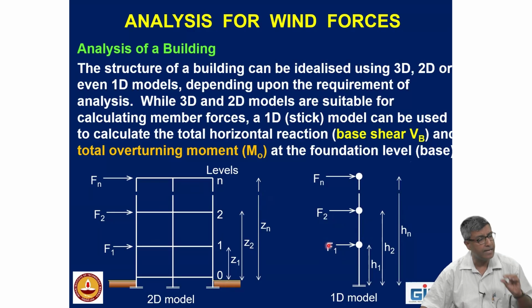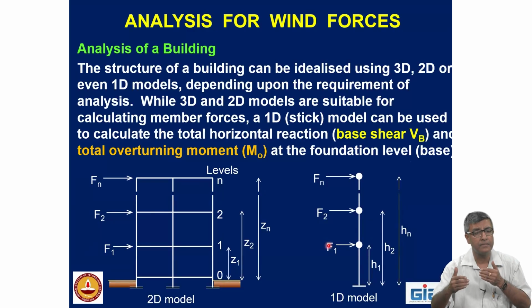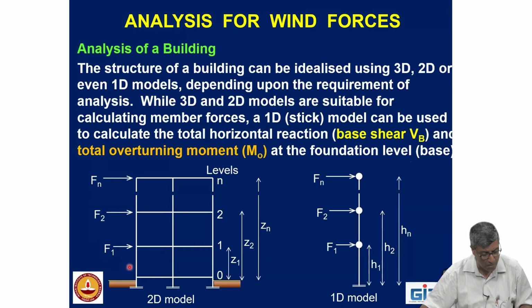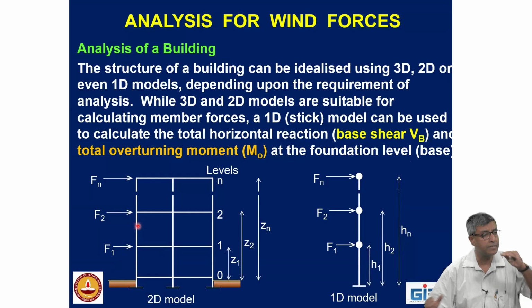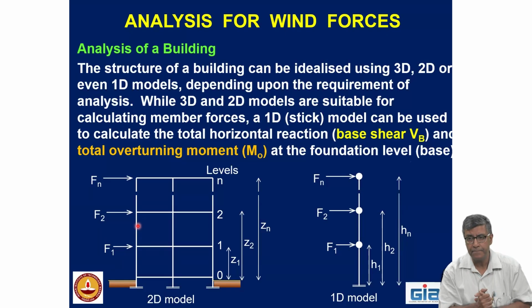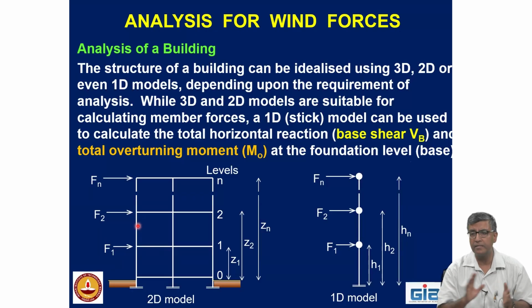For each level, I will consider what is the tributary height. That means for level 1, it will be from the mid height of the ground story to the mid height of the first story. That is my tributary height. What is the area of obstruction? That is, height times the length of obstruction is the area, and then we multiply by the pressure to get this force.